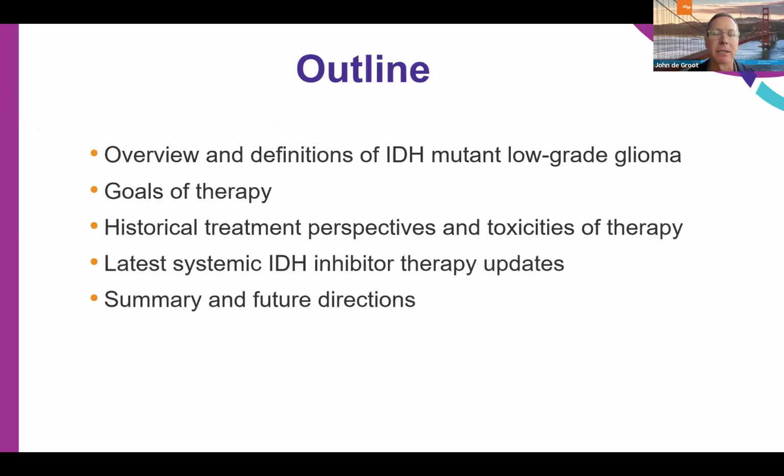Okay, so the outline of my talk, I'm going to try and keep this to around 45 minutes or so, is to give an overview and definitions of IDH mutant glioma, including low-grade gliomas, talk about the goals of therapy. And I think in that context, it's important to understand what the historical perspectives are and what the toxicities of those treatments are. And then talk about why it's so important that we now have new IDH inhibitors, and give you some updates on the use of those treatments for patients with IDH mutant glioma, and then summarize and provide some future directions.